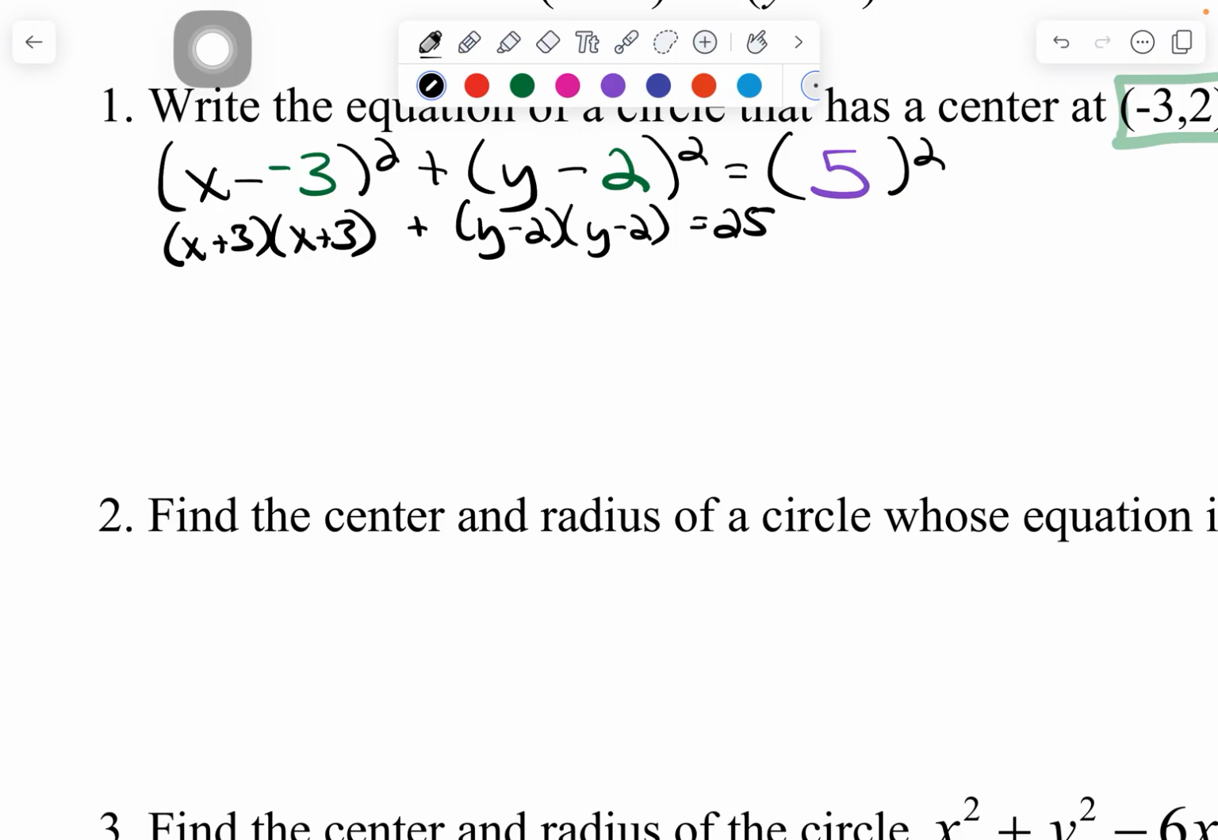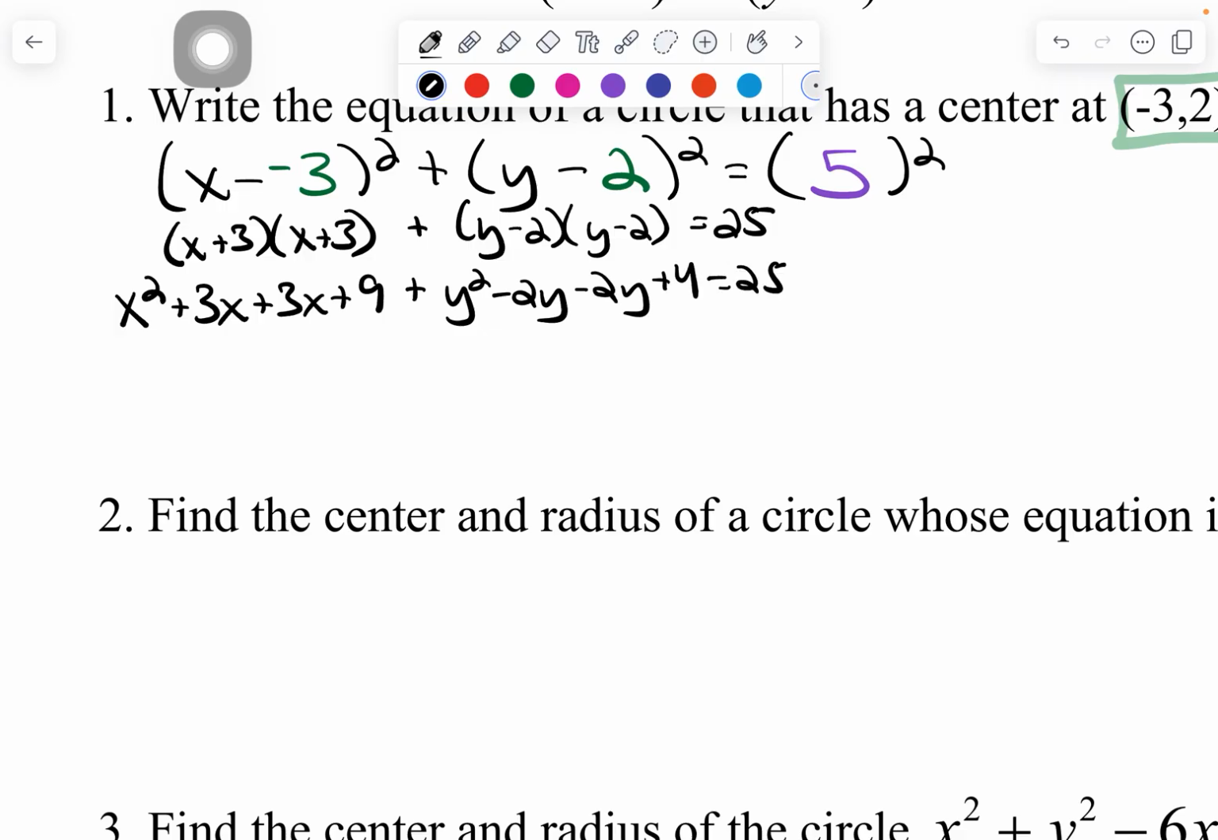All right, we are going to fully distribute x plus 3 and x plus 3. When I mean fully distribute, that's x times x, x times 3, 3 times x, 3 times 3. So x squared plus 6x plus 9, and then fully distribute for y. So y times y, y times -2, -2 times y, and -2 times -2, all the multiplications. So y squared minus 4y plus 4 equals 25.